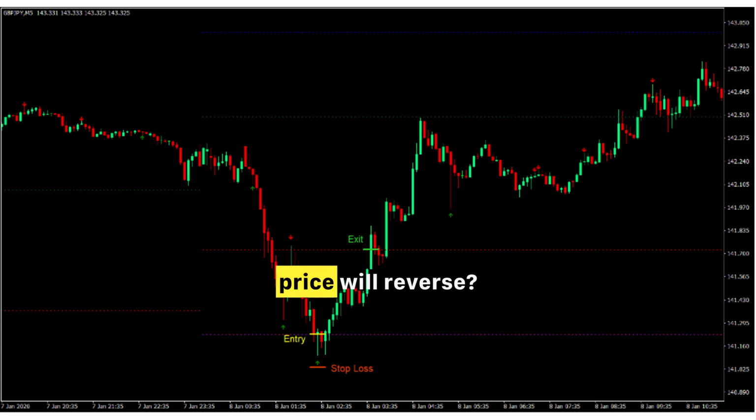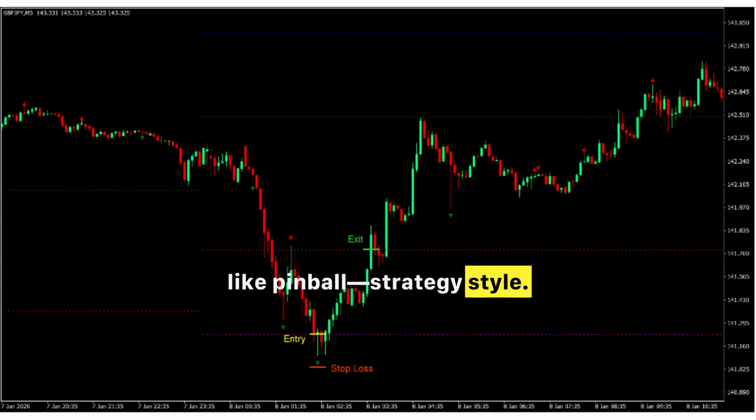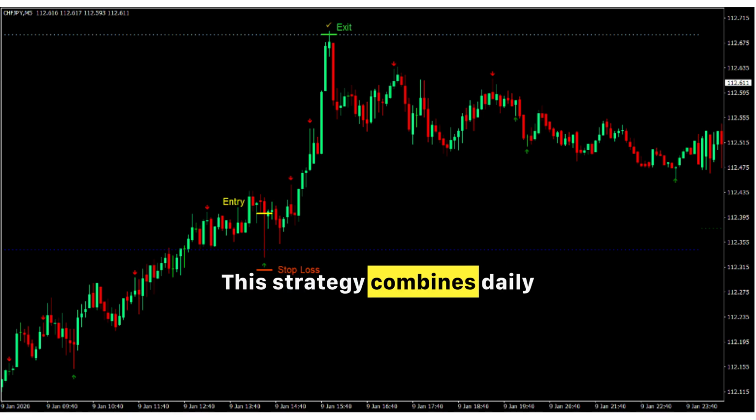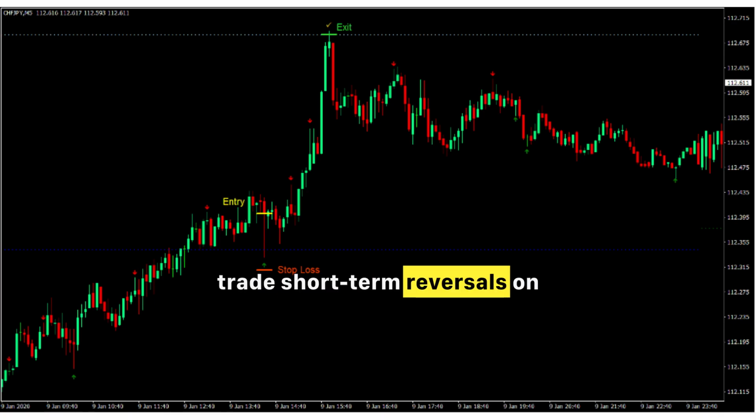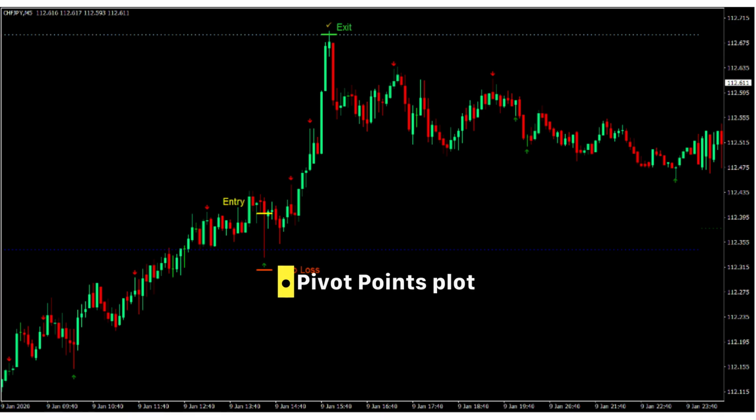Tired of guessing where price will reverse? Let's bounce off pivots like pinball, strategy style. This strategy combines daily pivot points plus pin bar reversal signals to trade short-term reversals on support-resistance zones.